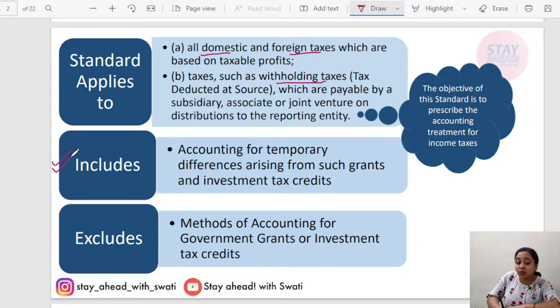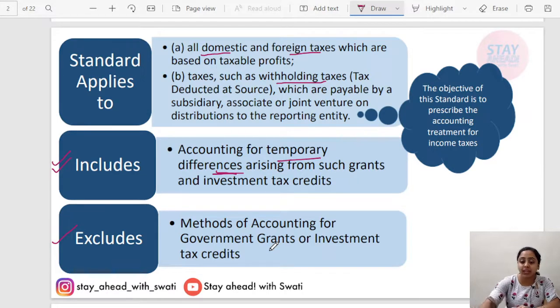Now it includes accounting for temporary differences. It always accounts for temporary differences. Permanent differences are not accounted, arising from such grants and investment tax credits, and it excludes the method of accounting for government grants or investment tax credit. This means that the government grants accounting will be done as per their own specific standard, whereas the tax treatment will be taken under Ind AS 12.